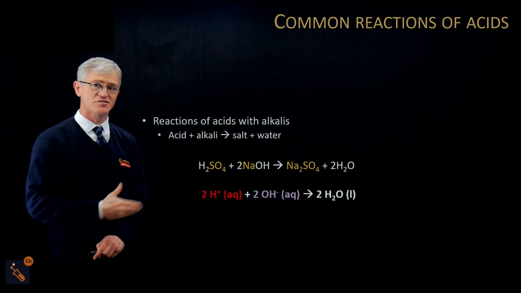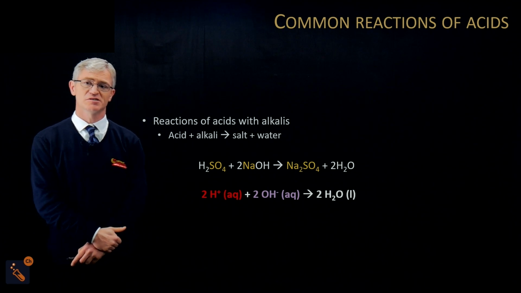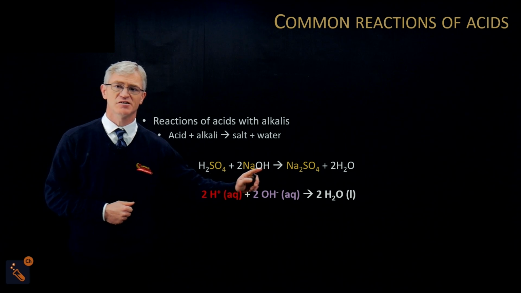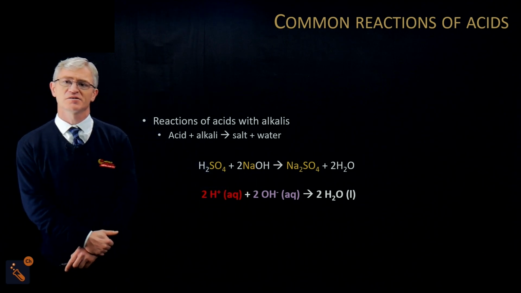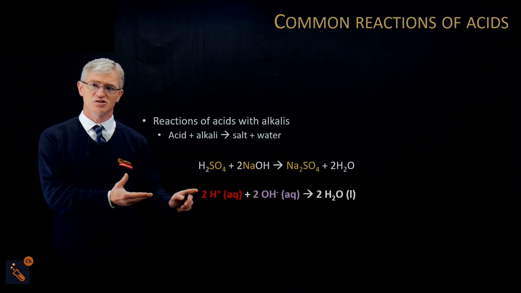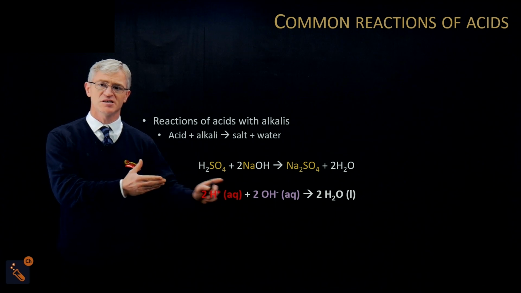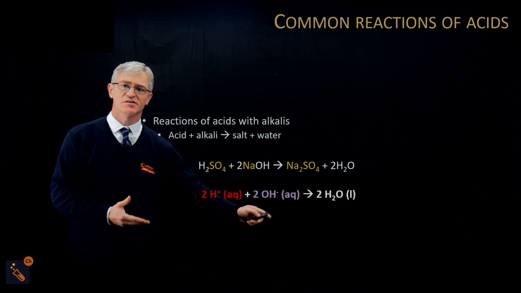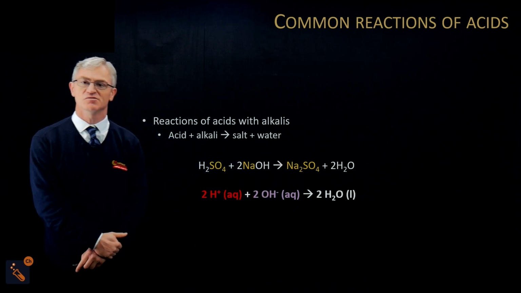So the ionic equation is 2H+ + 2OH- goes to 2H2O. That's because all the spectator ions are highlighted in orange. Okay. Now, what you notice here is that it's a 2 because there's 2 hydrogens here, and 2 OHs because there's a 2 in front of the NaOH. Okay, and 2 waters because there's literally 2 waters.